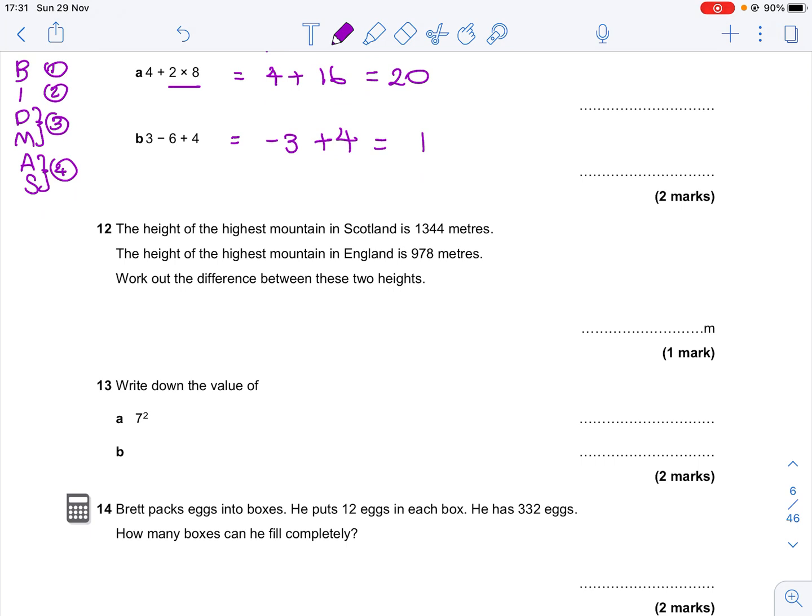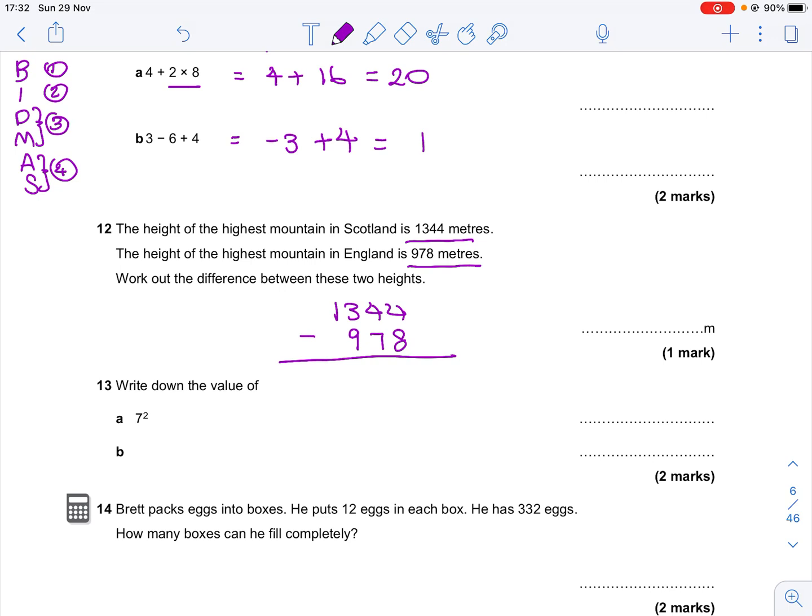Question 12. The height of the highest mountain in Scotland is 1,344 meters. The height of the highest mountain in England is 978 meters. Work out the difference between the two heights. So it's a subtraction. 1344 subtract 978.